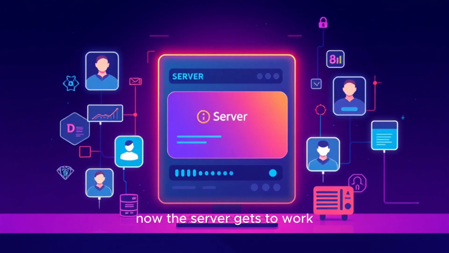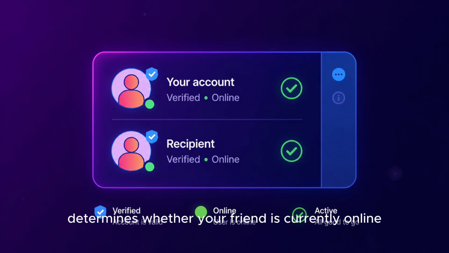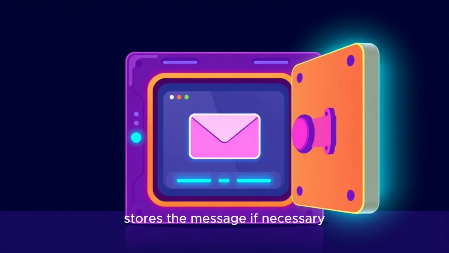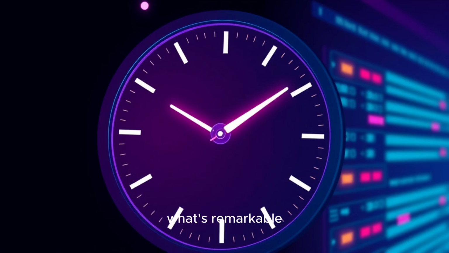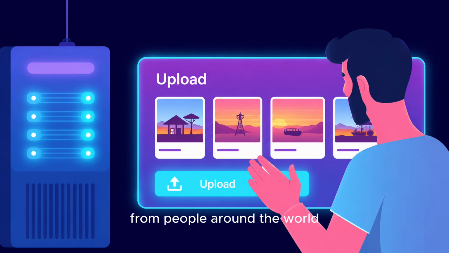Now the server gets to work. It checks who the recipient is, verifies that your account is valid, determines whether your friend is currently online, stores the message if necessary, and prepares to deliver it to the correct device. All of this happens in just milliseconds. What's remarkable is that your message isn't the only thing these servers are handling. At the exact same moment, they could be processing millions of other requests from people around the world.